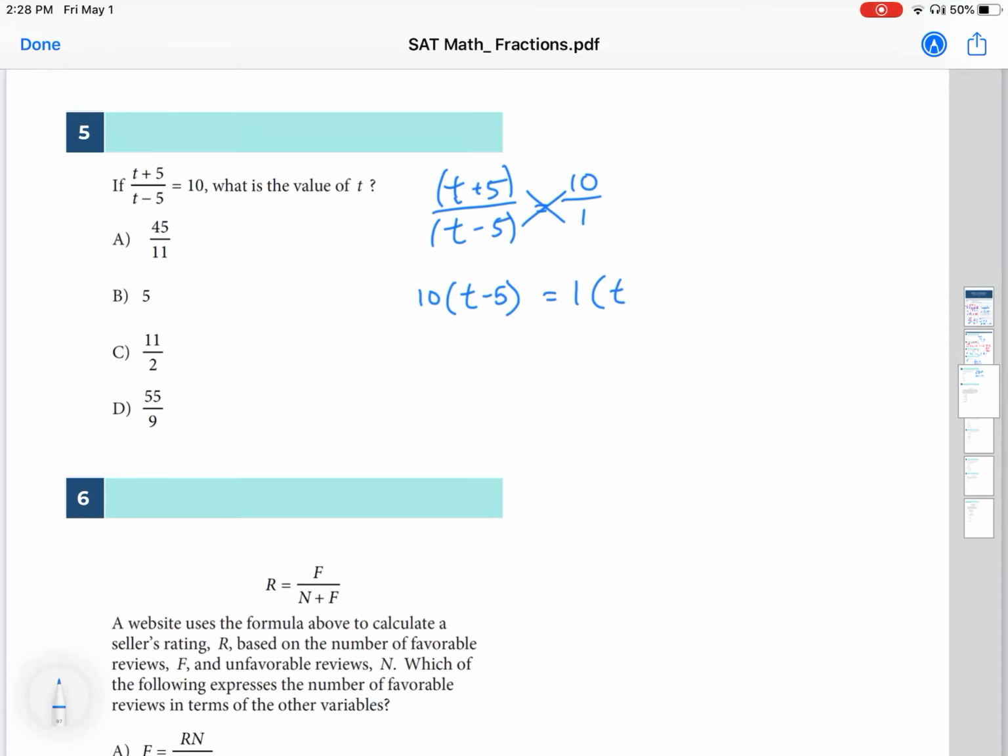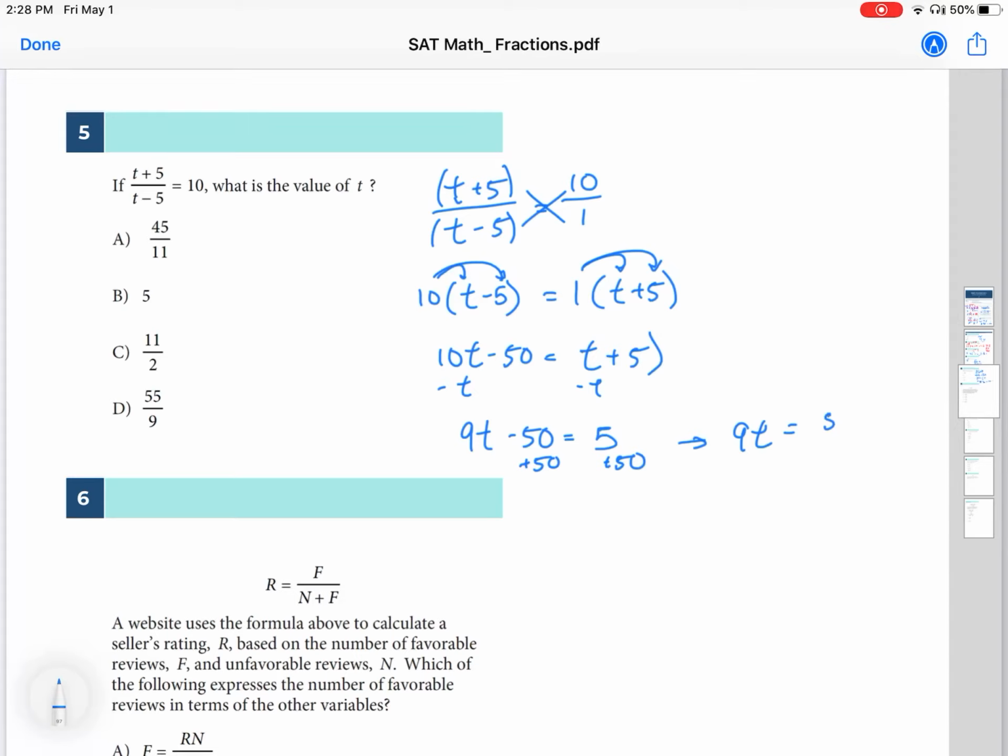So now I'm going to have 10 times (t - 5) equals 1 times (t + 5). I'll then distribute, and the parentheses are my cue there to make sure I distribute. So 10t - 50 equals t + 5. I will subtract t from both sides. So I get 9t - 50 equals 5. And then I will add 50 to both sides, so that I get 9t equals 55.